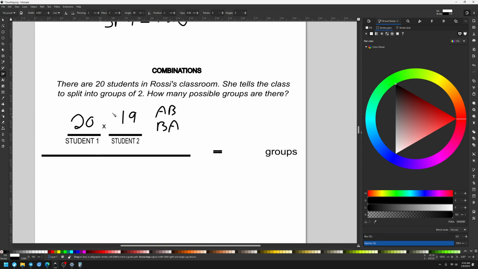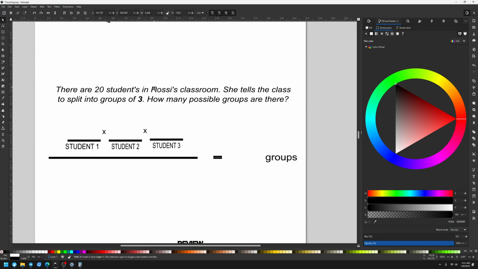So we're going to do 20 times 19 divided by 2 factorial. Because 2 factorial is the number of ways there are to arrange that. And 2 factorial is 2. So 20 times 19 divided by 2. So 20 times 19 is 380, divided by 2 is 190. Hopefully it makes more sense with the next one.